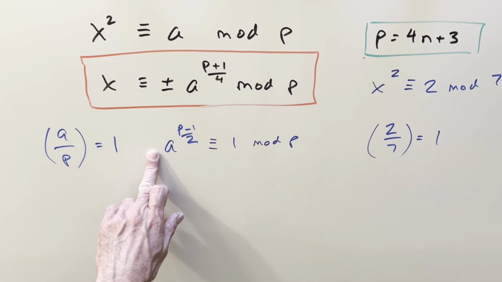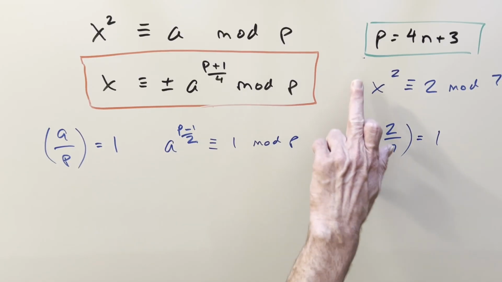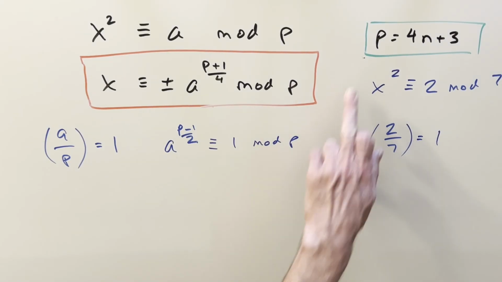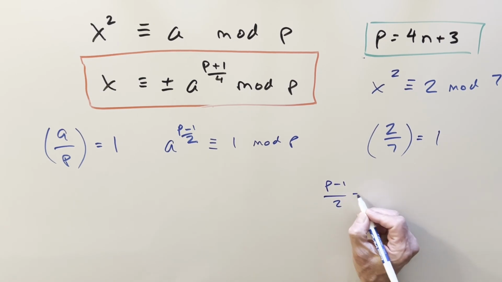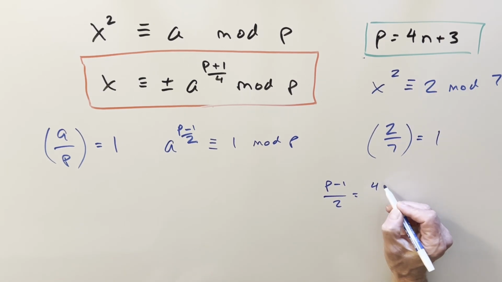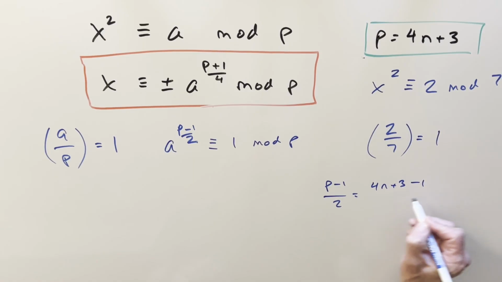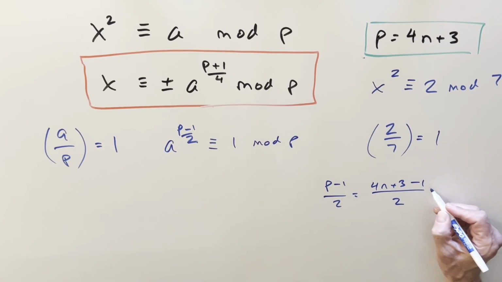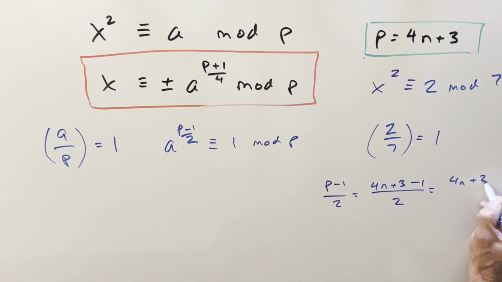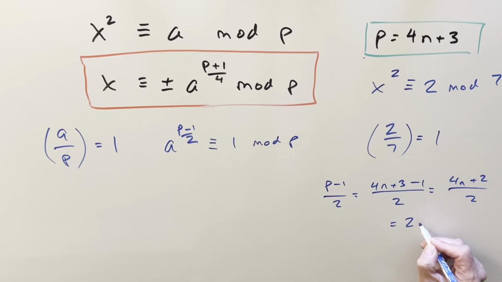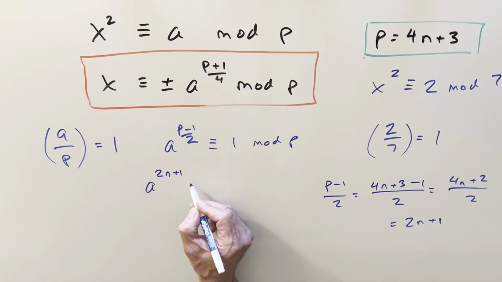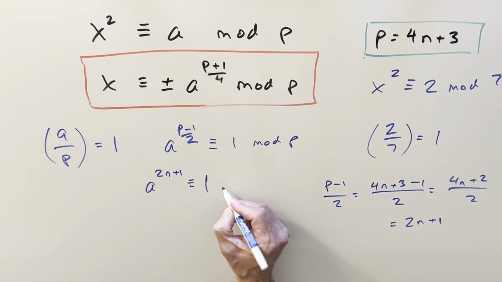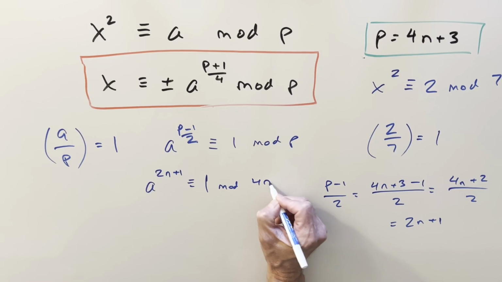Next, what we can do with this is we can put everything in terms of n. We know what our p value is, so we can use that here. For p minus 1 over 2, we can just plug in. So this becomes 4n plus 3 minus 1 all over 2. That's going to be 4n plus 2 over 2, or just 2n plus 1. So what we have over here is a to the 2n plus 1 is going to be congruent to 1 mod 4n plus 3 now.